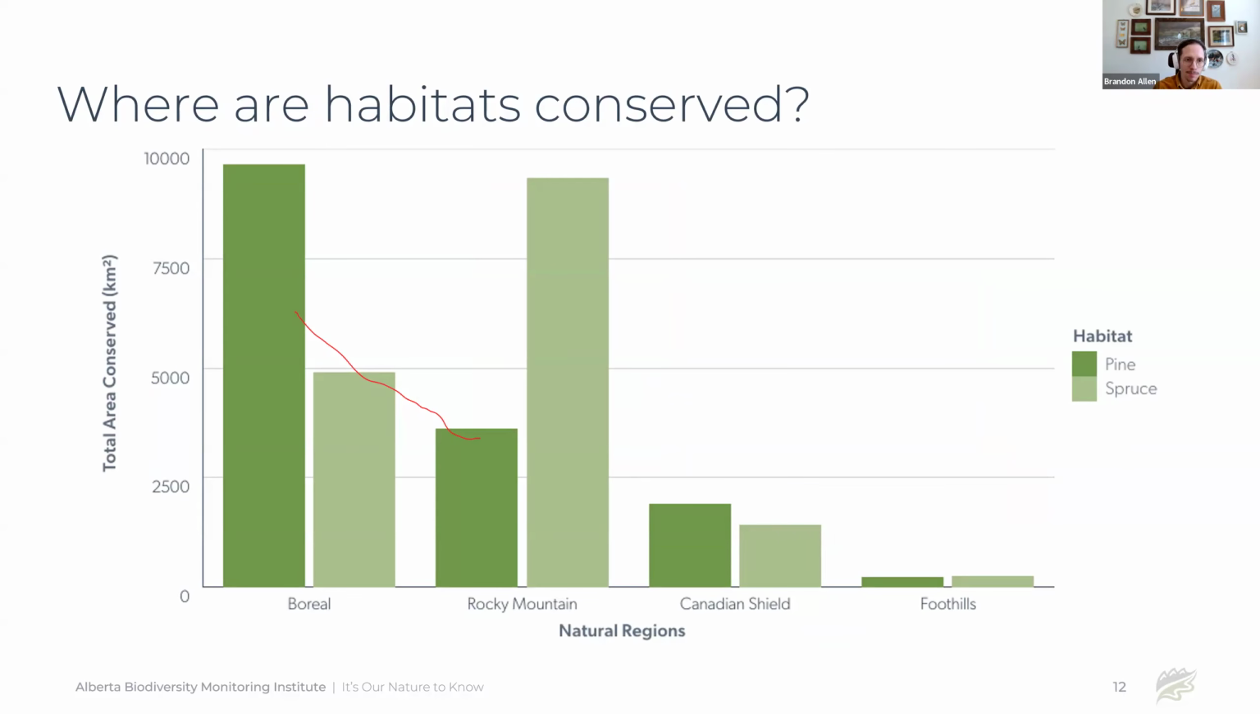But one of the things that I think is important to consider is that this is a very broad perspective of what is conserved. And a habitat is not a habitat. Thinking of pine and spruce stands, it really matters where they are being conserved in the province. The species that make up a pine stand, there's multiple species of pine, the old foliage birds that are using them, understory vegetation, the moss, the lichen. And those species that occur in the boreal are very different than those that occur in the Rocky Mountains or the Canadian Shield or the foothills.